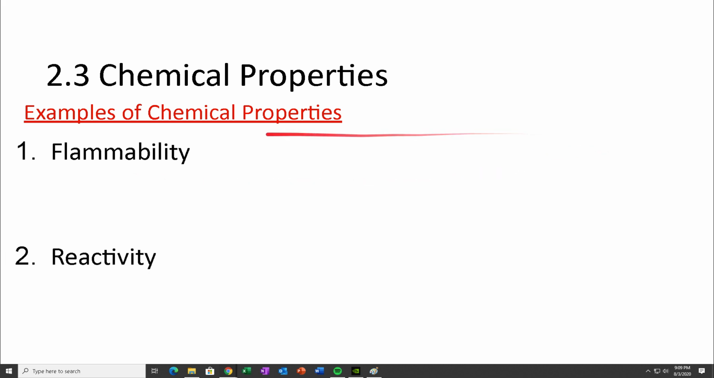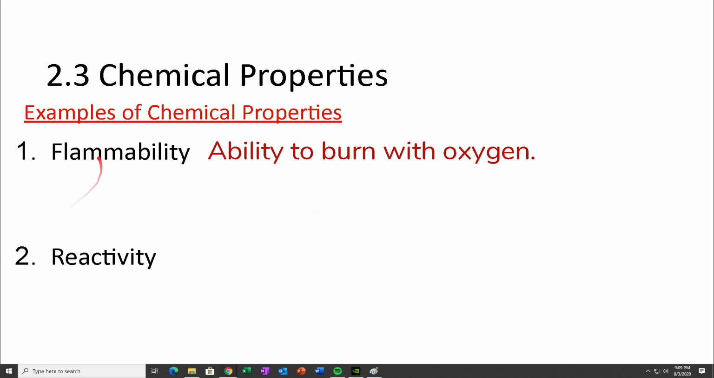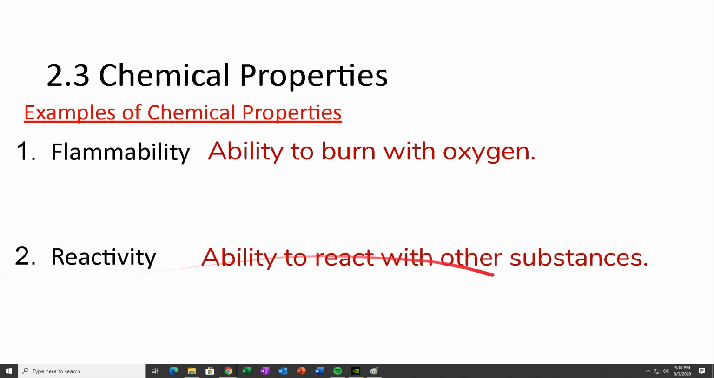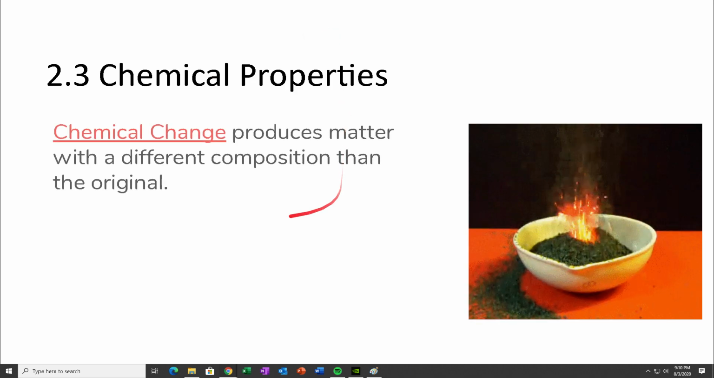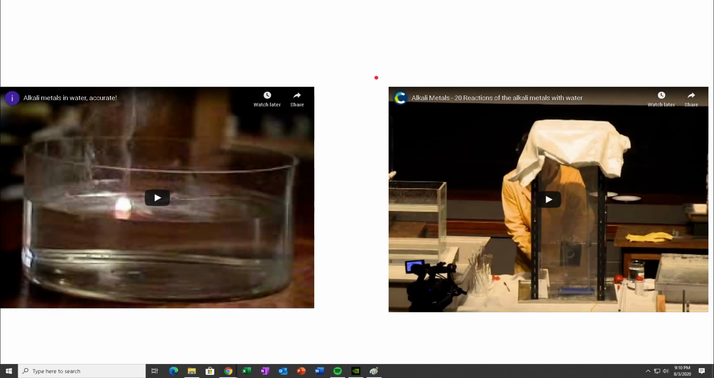Some more. Let's go into the actual definitions. Flammability, ability to burn with oxygen. Reactivity, ability to react with other substances. I have 2 videos here for us to observe. These are going to go into the alkali metals, which I believe we'll discuss when we go over the periodic table.